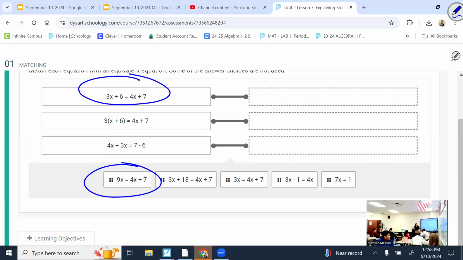Aiden? So the left side is different, the right side is not. Is there any math that I could do to this side that gives me 9x? No, because these are not like terms, you can't just combine them. So I'm not gonna pick that one for this one. See if it could work for the next one.